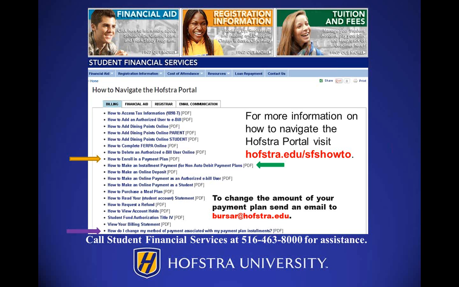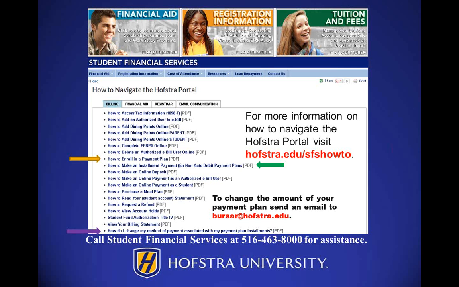Returning to our How-To page, our Student Financial Services How-To page provides step-by-step instructions for the monthly payment plan as well. The gold arrow points to how to enroll in a payment plan, so everyone who wants to participate in the payment plan must first enroll. You will need to estimate your payment since participation in the monthly payment plan begins before the actual bills go out.